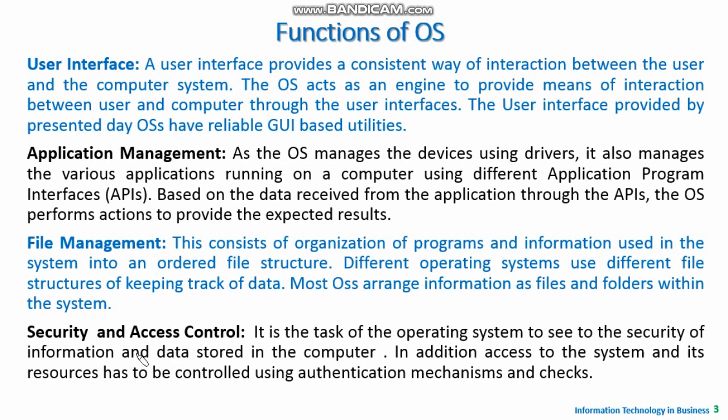And the last is security and access control. Who accesses and how much a person accesses a system is also a function of the operating system, and we call it security and access control. So here we will have login details and authentication check mechanisms in order to see who accesses and with what rights, and how much information a person can access once the person is allowed. So these are the basic functions of the operating system.